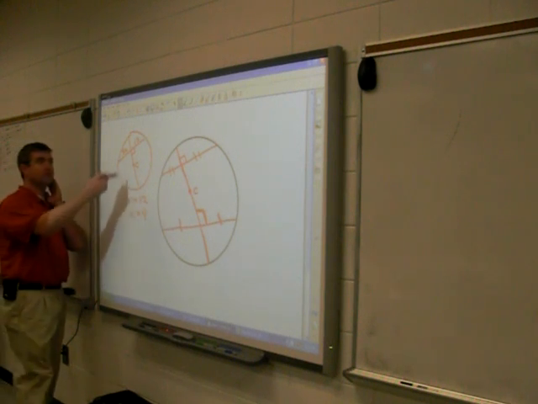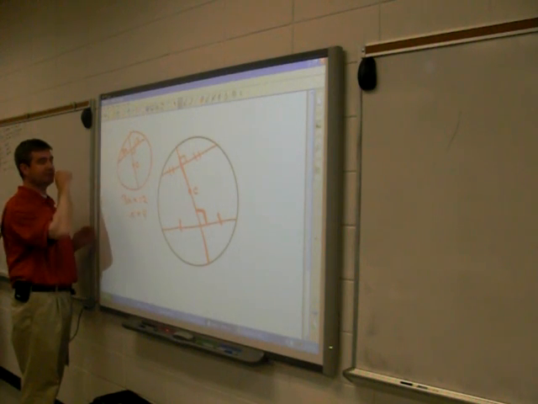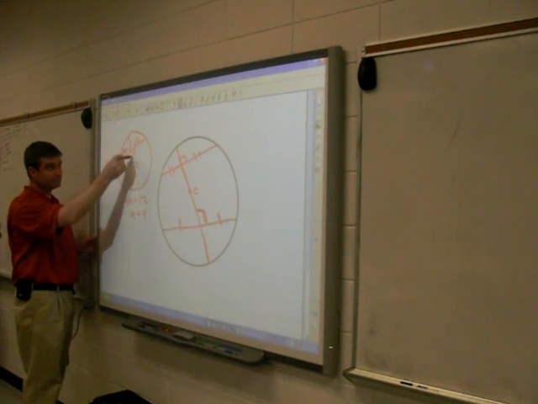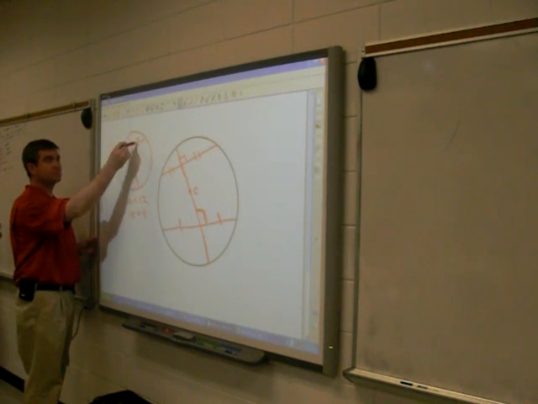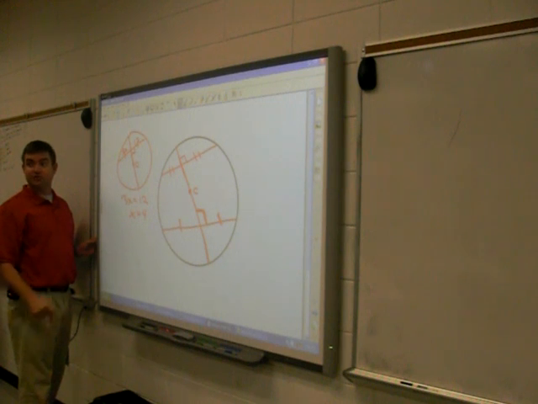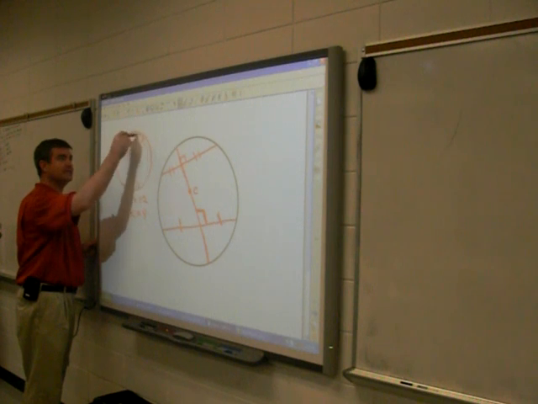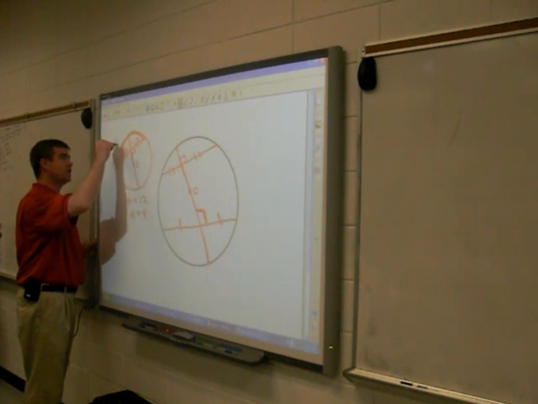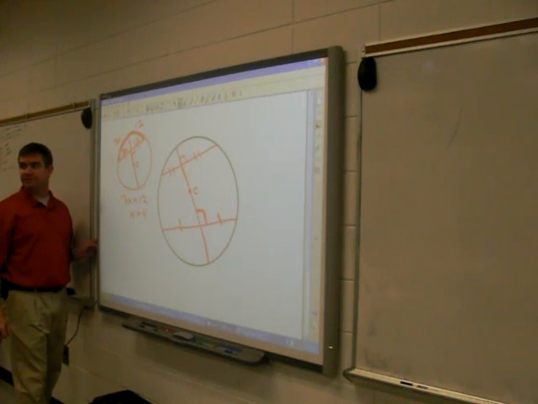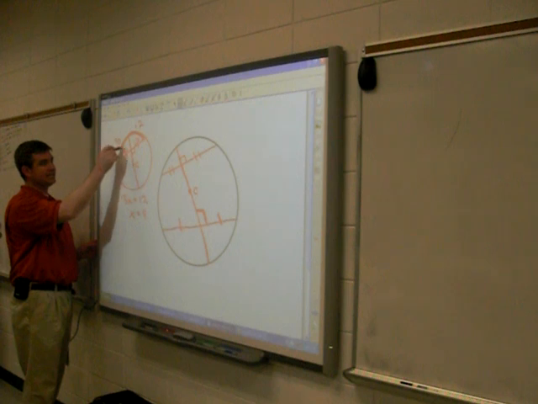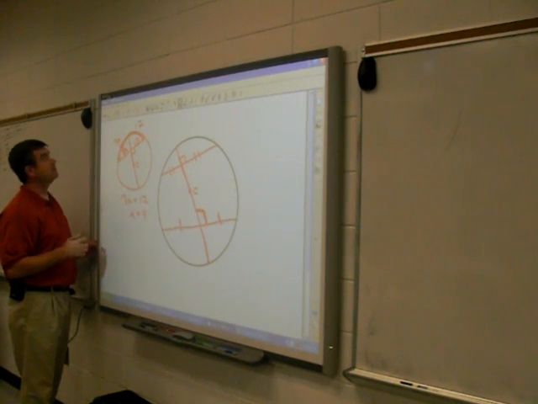Read it slow. Taylor, read it one more time for me. Same theorem. If a diameter of a circle is perpendicular to a chord, then the diameter bisects the chord and its arc. There you go. Not only does it bisect these two chords, but that also means that these two arcs are congruent. So I could put the 3x there and I could put the 12 there, and I'd have to solve the same thing. Okay? I'm not saying that these are the same. I should have used different numbers, but you get the idea.